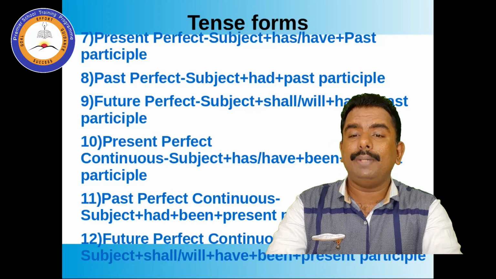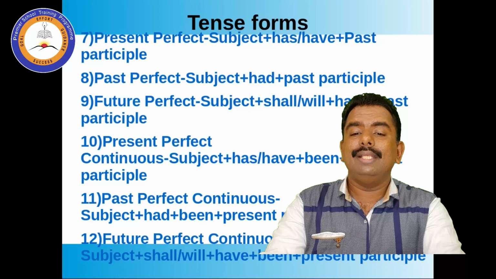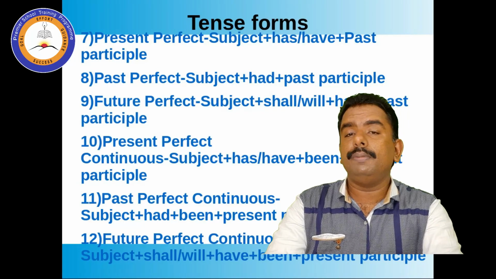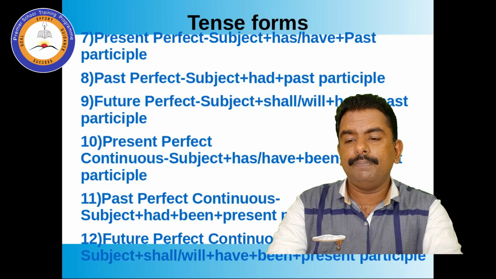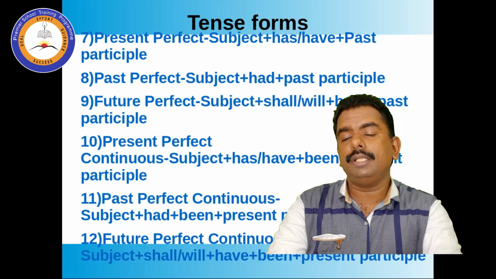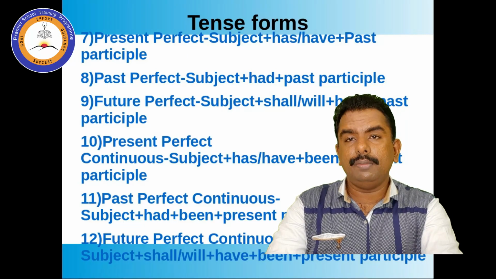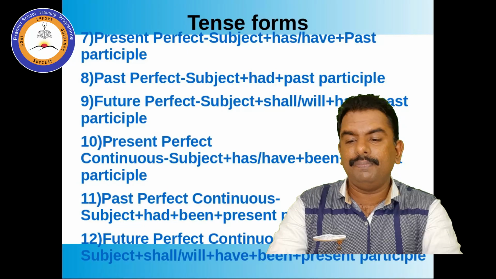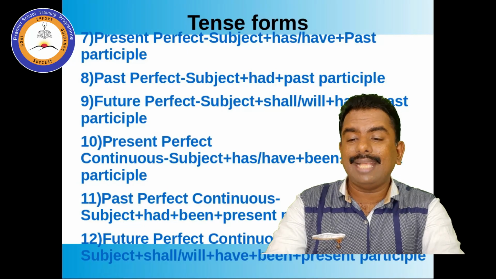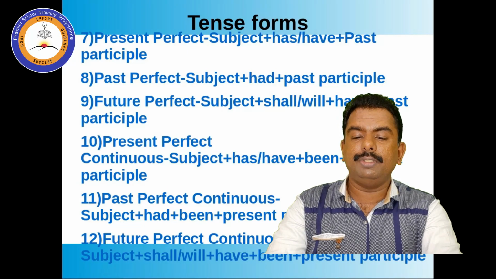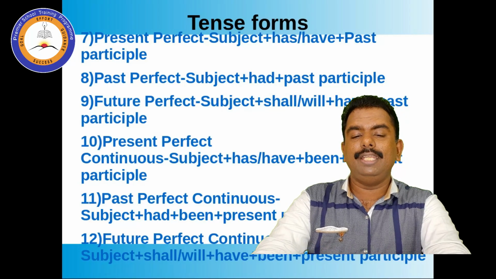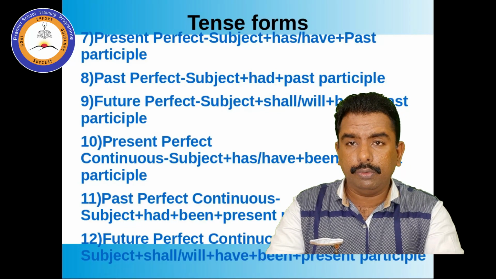And tenth one is present perfect continuous: subject plus has or have plus been plus present participle form of the verb. Eleventh one, past perfect continuous: subject plus had plus been plus present participle form of the verb. And twelfth and the last one is future perfect continuous: subject plus shall or will plus have plus been plus present participle form of the verb.